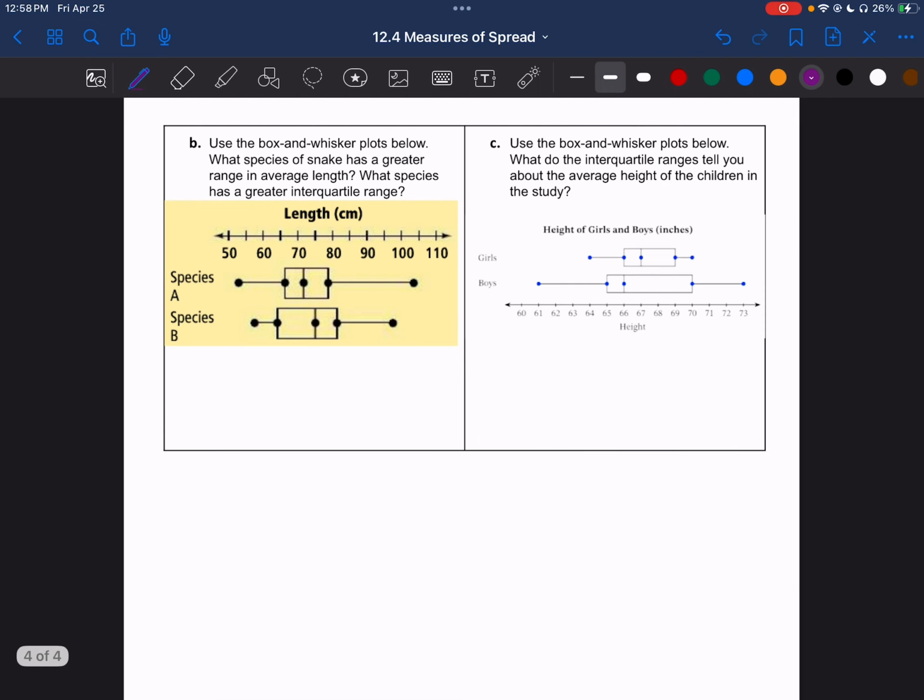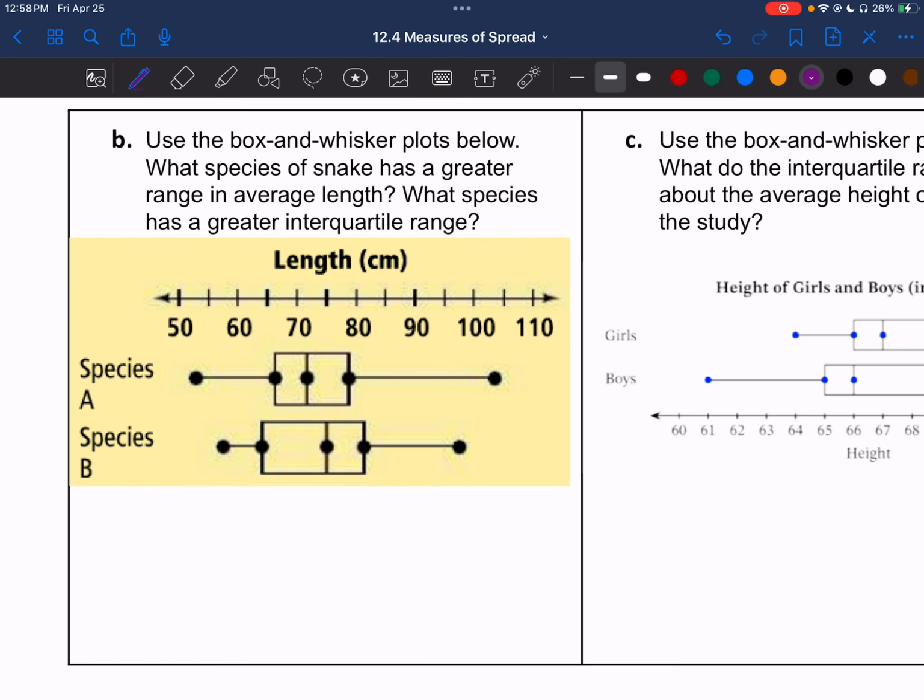All right. 2 U-Trap problems on the next page. Let's take a look at them. Which species, so we have the box and whisker plots below, which species has a greater range in average length, and which species has a greater interquartile range. So greater range is species A, for sure. But greater interquartile range is going to be species B. So B for that one, A for that one, right?